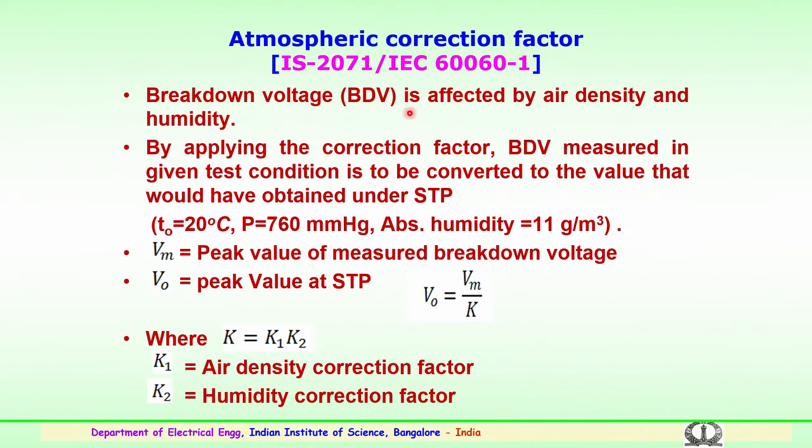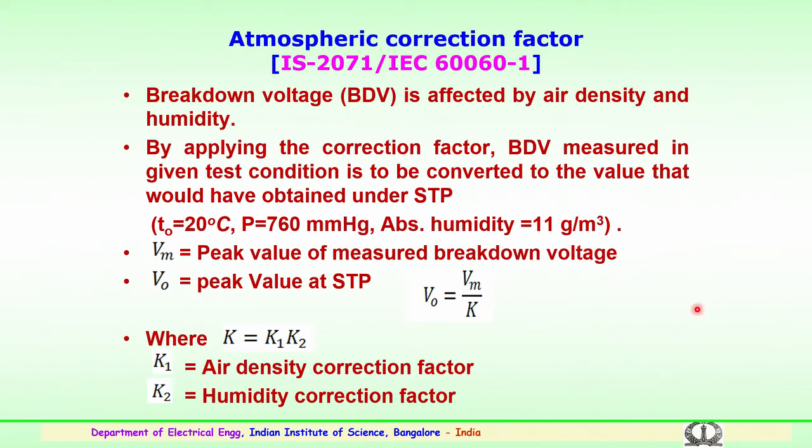So, the breakdown voltage, as we know, is affected by air density and also humidity. By applying the suitable correction factor, the breakdown voltage measured during the test condition has to be converted to that which could have been obtained under standard temperature and pressure. So, very important, the values have to be converted to the equivalent of the standard temperature and pressure which is mentioned. The standard temperature is 20 degrees centigrade, T0, pressure being 760 mm of mercury, Hg, and absolute humidity at 11 grams per meter cube.